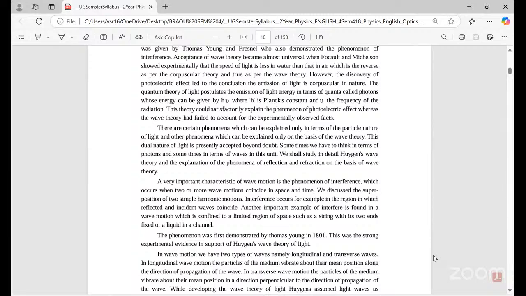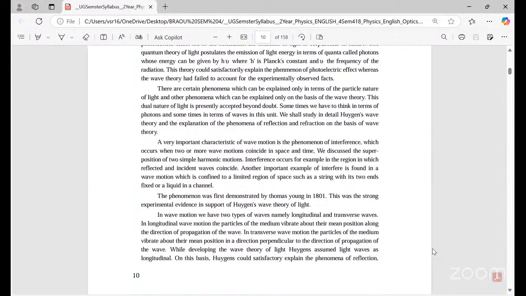Okay, so Huygens wave theory gives the explanation of the phenomena of reflection and refraction on the basis of the wave. And another important characteristic of the wave motion is the phenomenon of interference, which occurs when two or more waves coincide in space and time and are superimposed. That means the superposition of two simple harmonic motions.